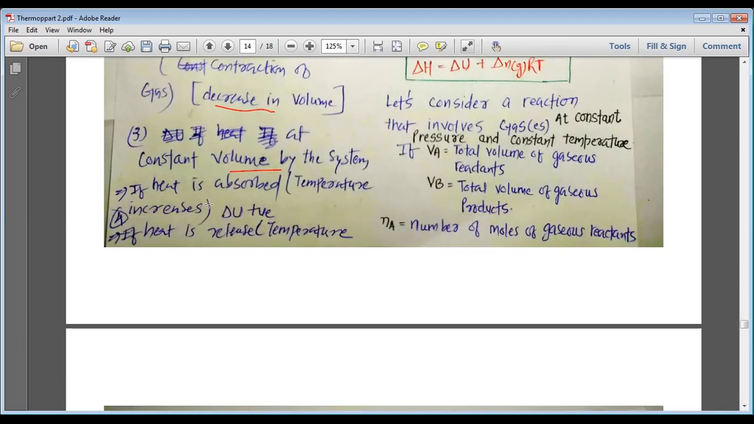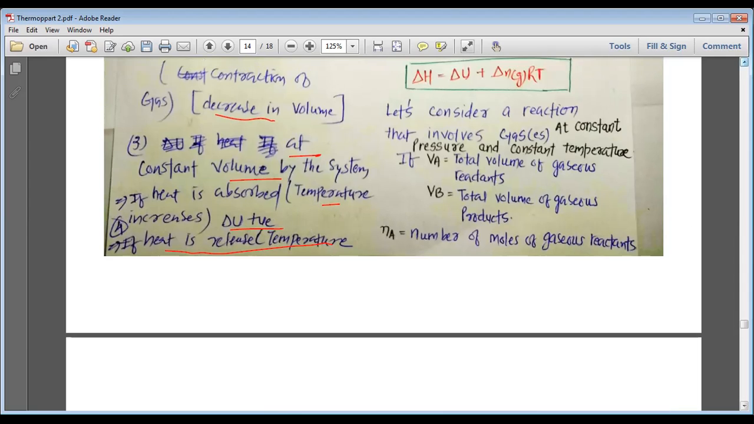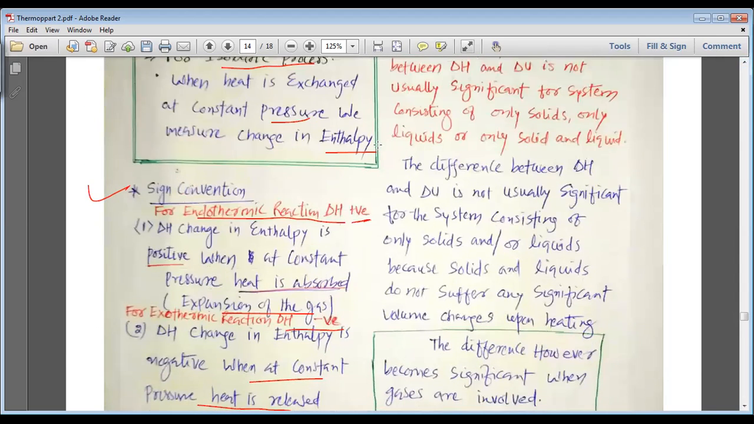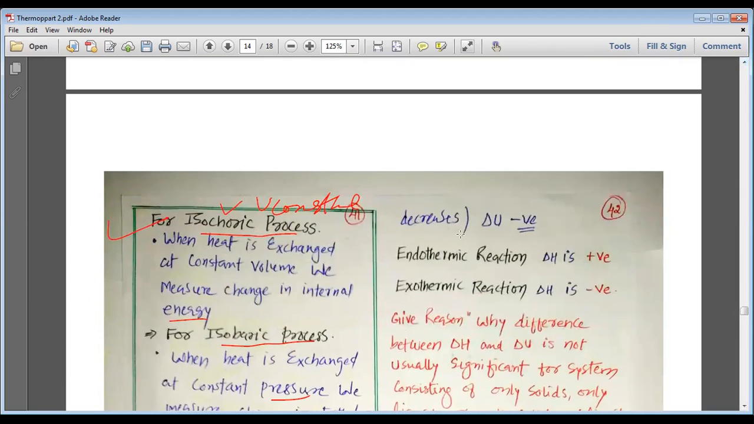if heat is absorbed, that is, temperature increases, delta U is positive. Now we are studying the sign convention for delta U. Once again, at constant volume by the system, if heat is absorbed, then delta U is positive. And at constant volume, if heat is released, then delta U is negative. So this is how, my dear students, we understand the sign convention for delta U.